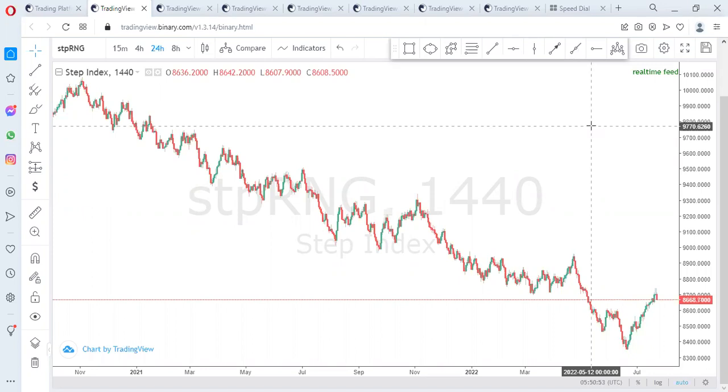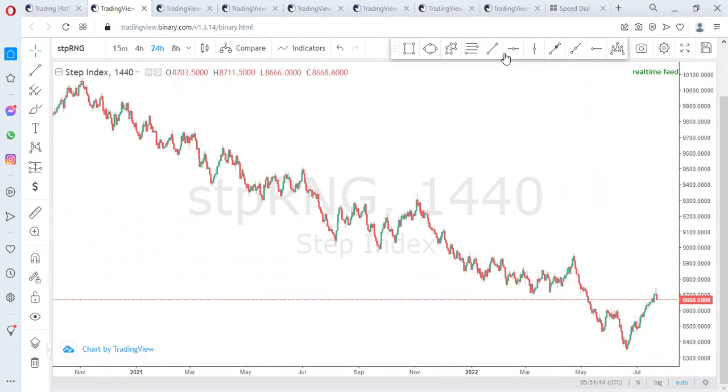This is Mr. Walls. Okay, quickly, I'm going to be showing us the reason why we have been on short on step index for days now. What I saw, what made me take the short, and we are still in it at the moment. Now let's run a top to down analysis on step index.